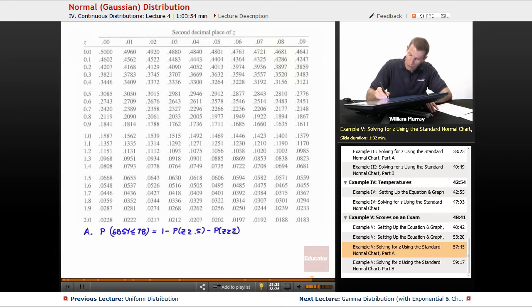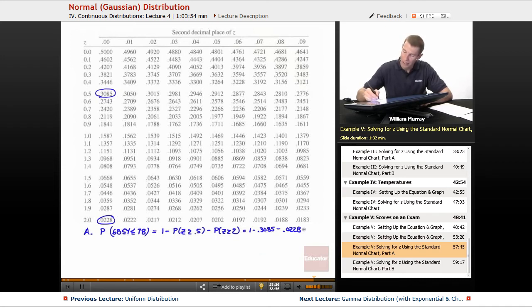And I think both of those are here on the chart. 0.5 is right there, 0.3085, and 0.2 is 0.0228. So this is 1 minus 0.3085 minus 0.0228.